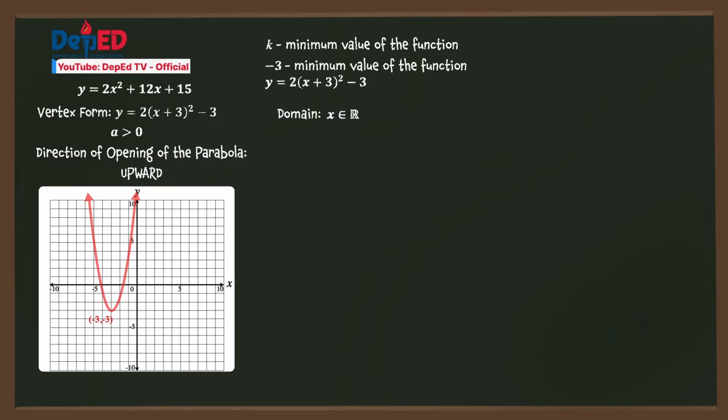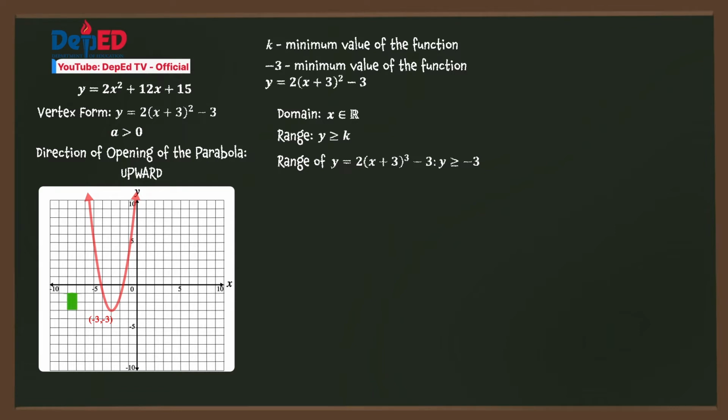The domain of the function is also the set of all real numbers, while its range is a subset of real numbers denoted by the inequality y is greater than or equal to k. It means that the value of the function, or of the variable y, is greater than or equal to the y-coordinate of the vertex represented by the variable k. So, the range of the given function here is given by the inequality y is greater than or equal to -3.